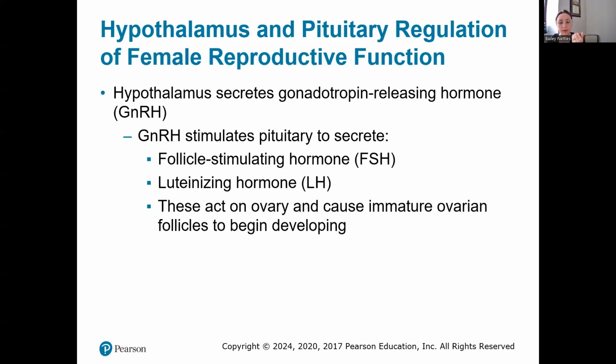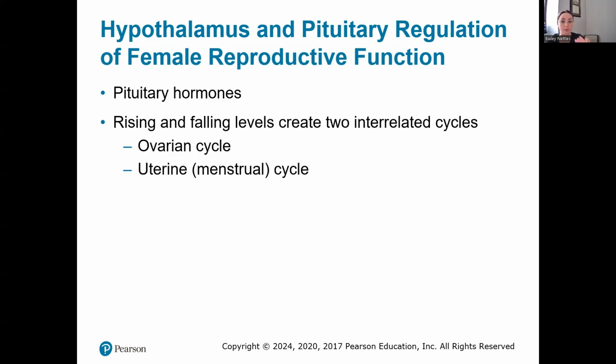Okay, so a little A&P review. If you don't remember, the hypothalamus secretes the gonadotropin releasing hormone. That hormone stimulates the pituitary to release FSH and LH, and that helps the ovary, causing immature ovarian follicles to begin to develop, and that starts ovulation. And then you'll have another cycle for your uterine cycle, which is your menstrual cycle. So the rise and fall of these hormones causes ovulation and a menstrual cycle.